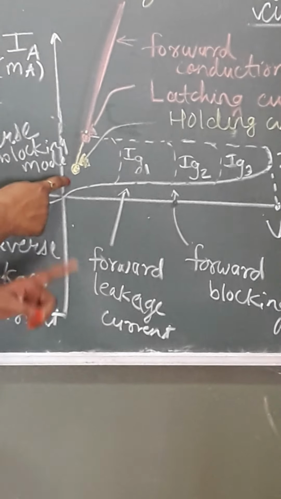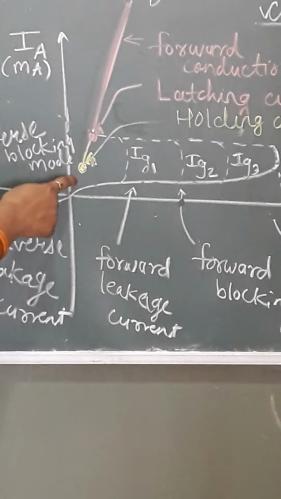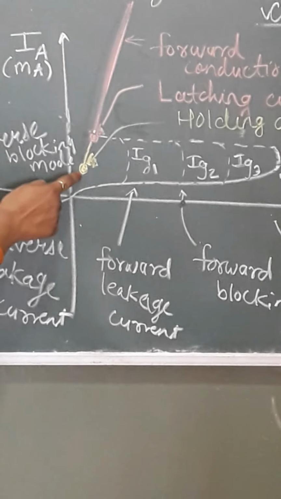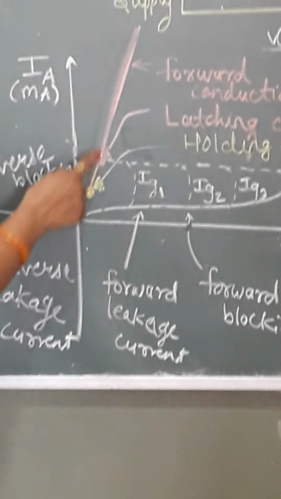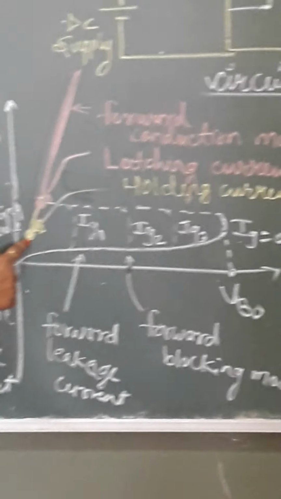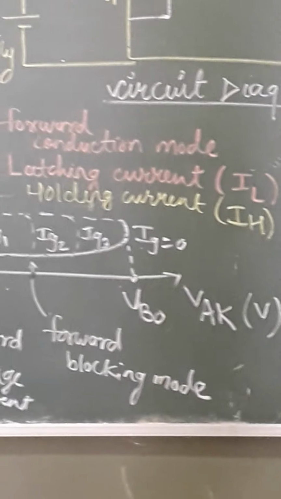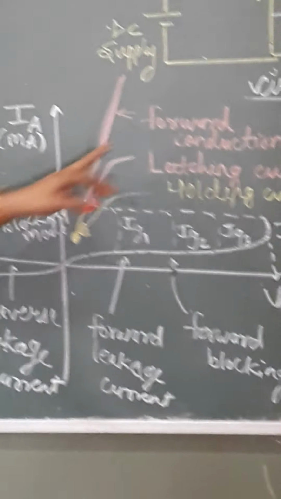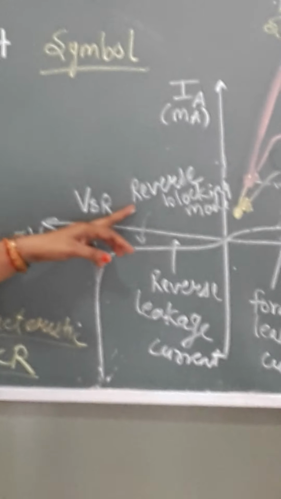So the gate signal can make the device on, but it cannot make it off. If you want to turn off this device, you have to bring the anode current below this holding value. So this point is termed the holding current. So, blocking state, conducting state, and this is the reverse blocking state.